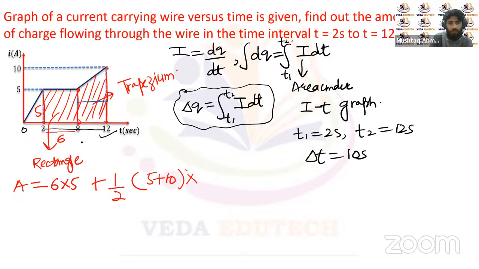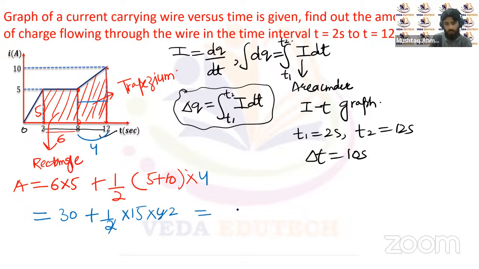And we can see that this perpendicular distance is 12 minus 8, that's equal to 4. So we'll just multiply it by 4 here, right? So 6 into 5 will be 30 here, plus half multiplied by 5 multiplied by 4, right? So it will be equal to 60 coulombs. 60 coulombs will be the total charge flow between the interval 2 seconds and 12 seconds.